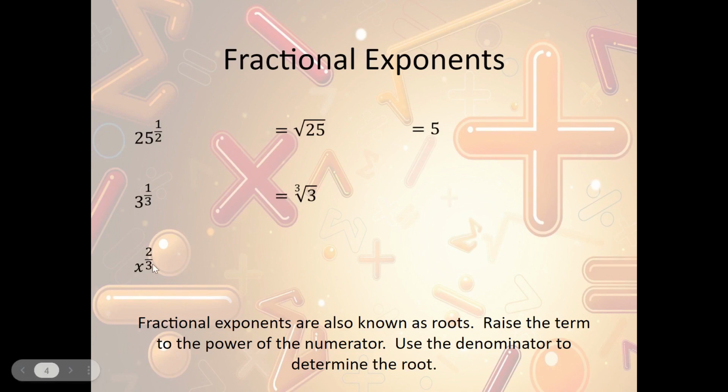Now we have x to the 2/3 power. So what we're going to do is take x and raise it to this power. So it should be x squared. And then we're going to take the cube root of that. So the 3rd root of x squared. And we should notice that there's no number that we can multiply by itself 3 times to get x squared. So we just leave it as cube root of x squared.